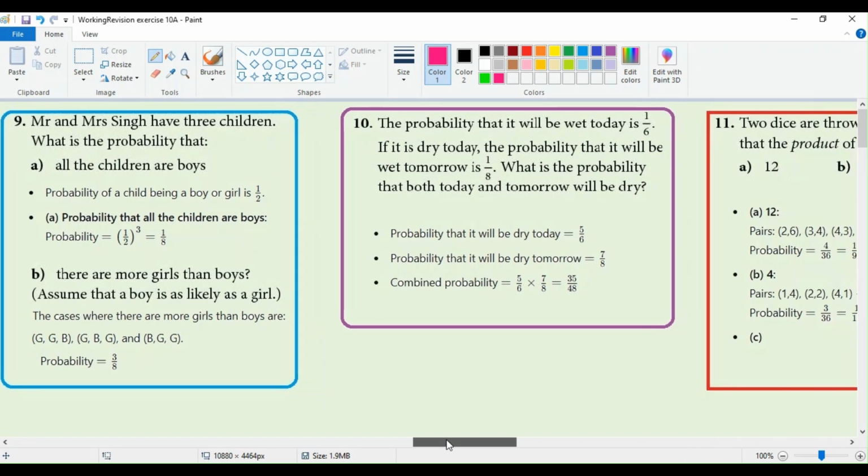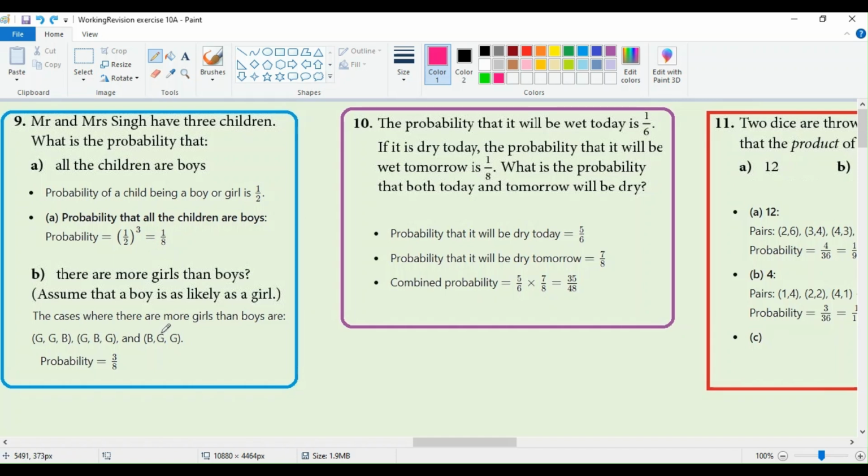When it comes to question number 9, it says Mr. and Mrs. Singh have 3 children. What is the probability that all the children are boys? Probability of a child being a boy or girl is 1 over 2. That means probability that all the children are boys, that means 1 over 2, either could be boy or girl, 1 over 2 to the power of 3, that means 1 over 8 is the probability. Then comes there are more girls than boys.